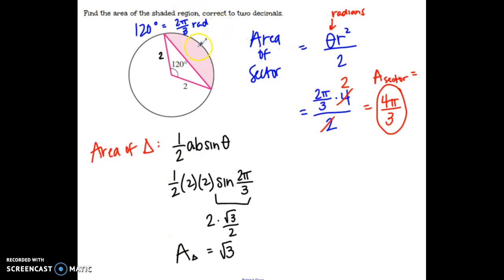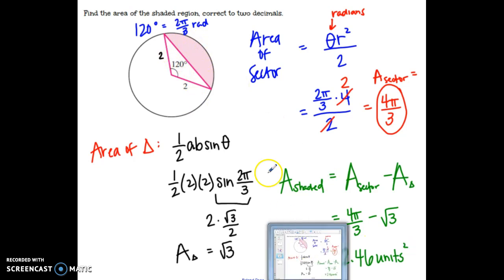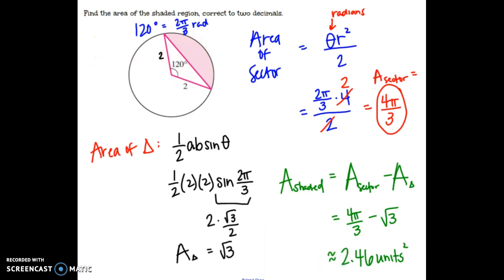So in order to get the area of the shaded region, we know that that equals the area of the sector minus the area of the triangle. So really all we have to do is 4 pi over 3, and we want to take away that √3. And at this point, you're probably going to pull out the calculator. It said that we could round to 2 decimals, and you could type it in, and you should get about 2.46. We don't have a label here, so we can just say that that is units squared. And that's it. It's pretty straightforward.